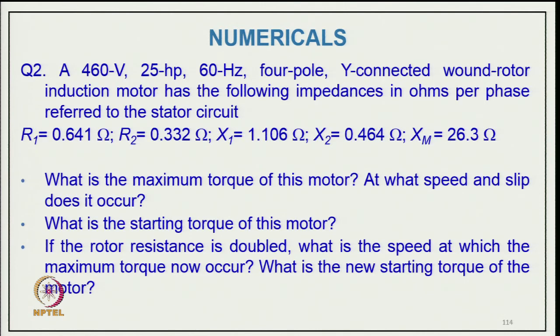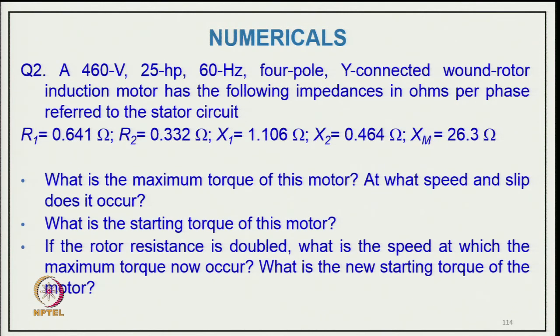Now coming to example 2: a 460 volt, 25 horsepower, 60 hertz, 4 pole star connected wound rotor induction motor has the following impedance in ohms per phase referred to the stator circuit. R1 is 0.641 ohm, R2 equal to 0.33 ohm, X1 equal to 1.106 ohm, X2 equal to 0.46 ohm, and Xm equal to 26.3 ohm.